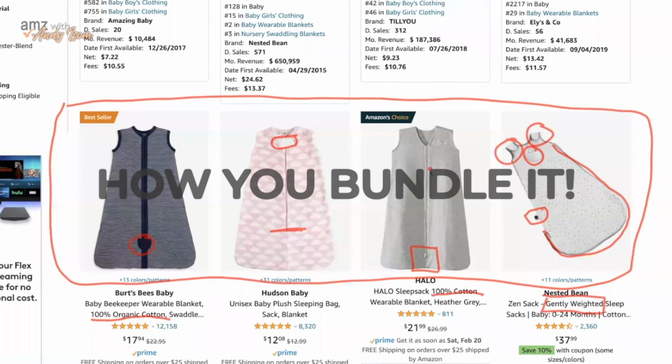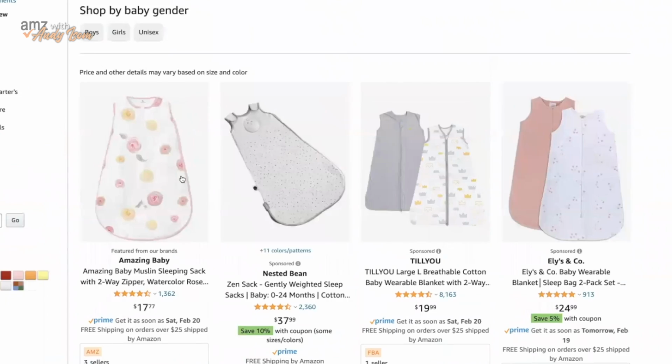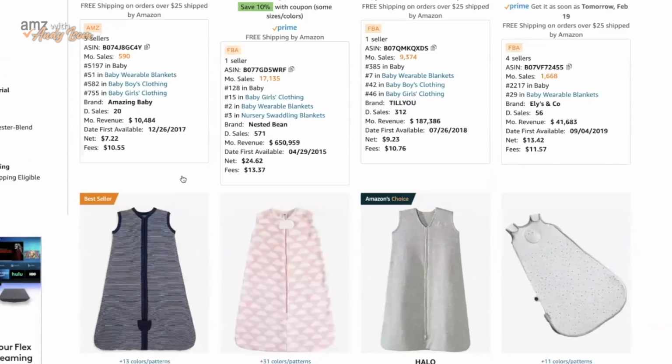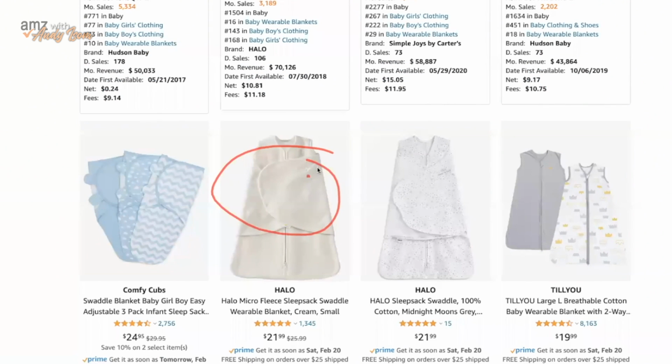Not to mention how you bundle it. You could sell two sleep sacks. You could sell a sleep sack and a swaddle. A swaddle would be one that has the Velcro. Oh, here we go. This would maybe be a sleep swaddle because it has the Velcro. You could sell a swaddle and a sleep sack. You could sell two sleep sacks.